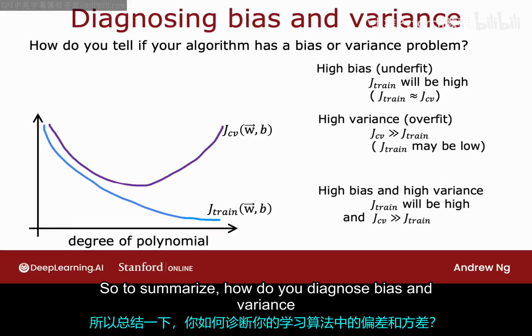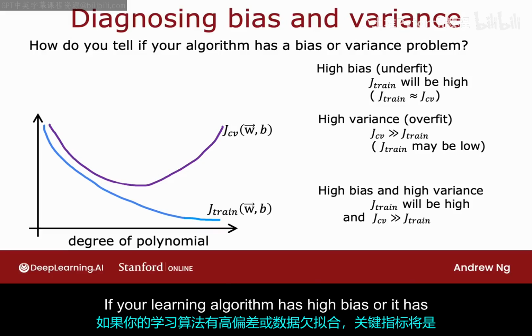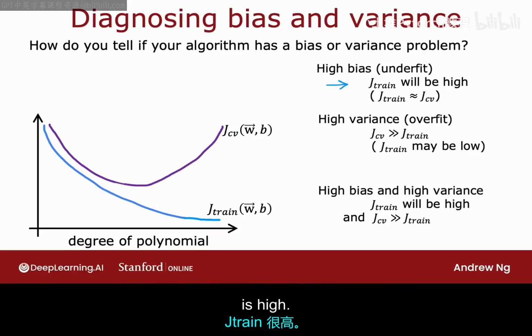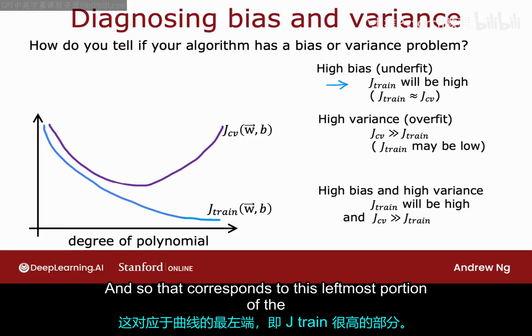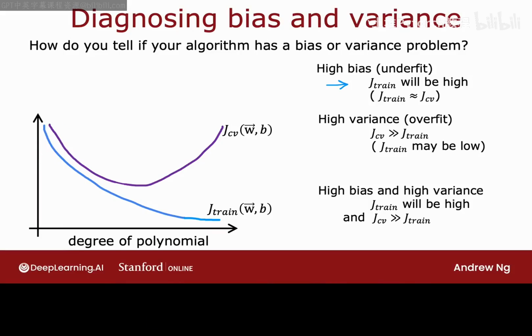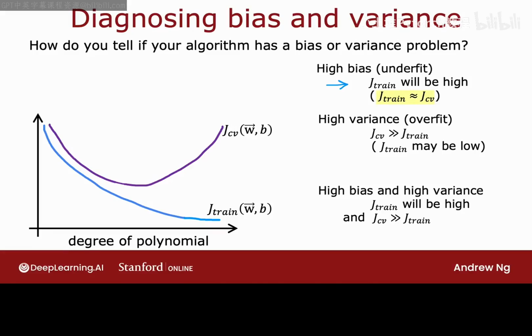So to summarize, how do you diagnose bias and variance in your learning algorithm? If your learning algorithm has high bias or it has underfit data, the key indicator will be if J-train is high. And so that corresponds to this leftmost portion of the curve, which is where J-train is high. And usually J-train and JCV will be close to each other.